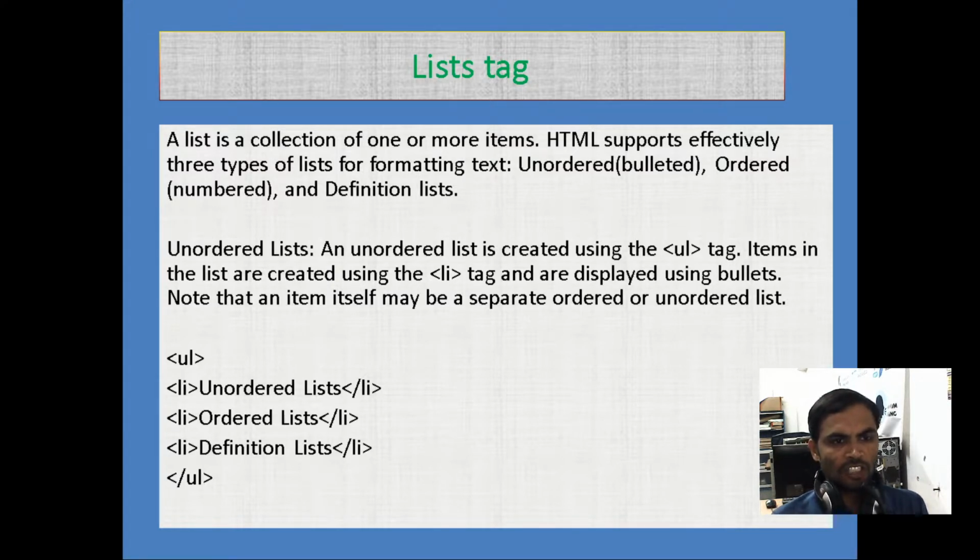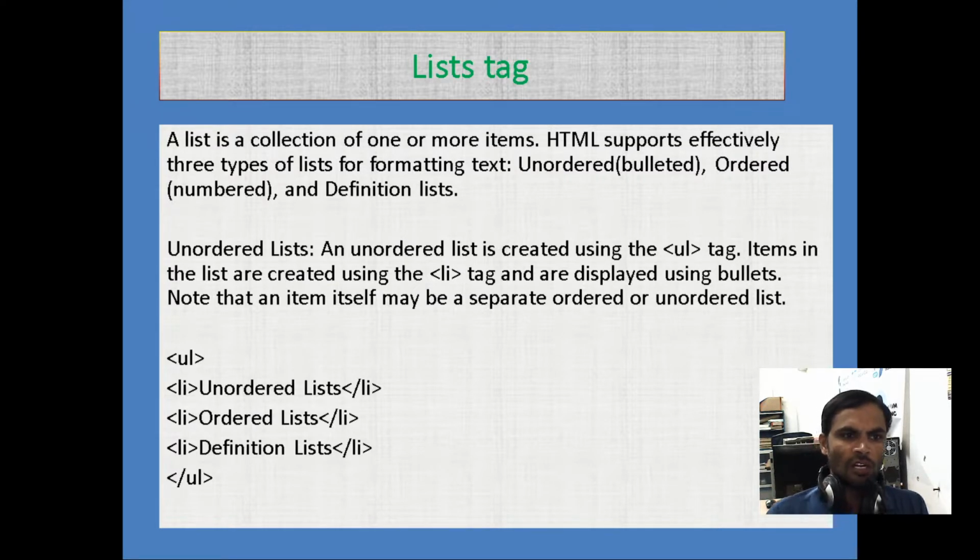List means a collection of items. One or more items we are calling a list. With the help of the list, if you want to design the document, we can design it with only text. Again, lists are categorized into three types: unordered list, ordered list, and definition list. The unordered list displays in the format of bullets. The ordered list displays in the format of numbers.